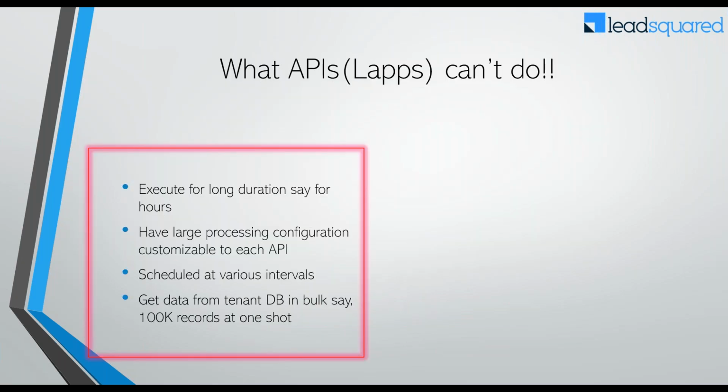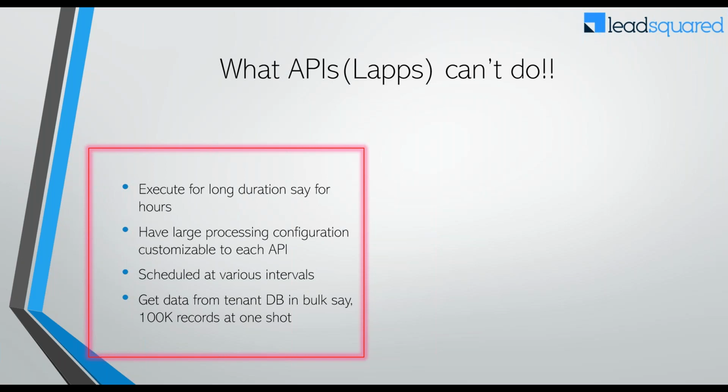But before we understand batch jobs, some of you are already familiar with labs or a normal API. Let's understand what APIs cannot do, or what labs cannot do. They cannot execute for a long duration, say from a few minutes to even 24 hours. Normal APIs are basically meant to either acknowledge a request or complete their job within a few seconds. That's what an API is. They are not meant for long processing.